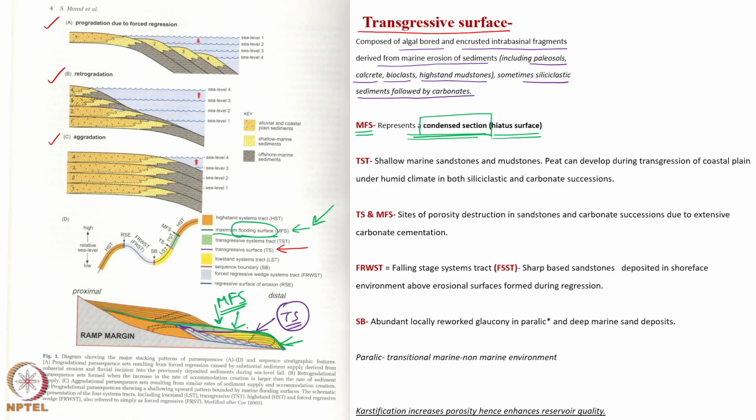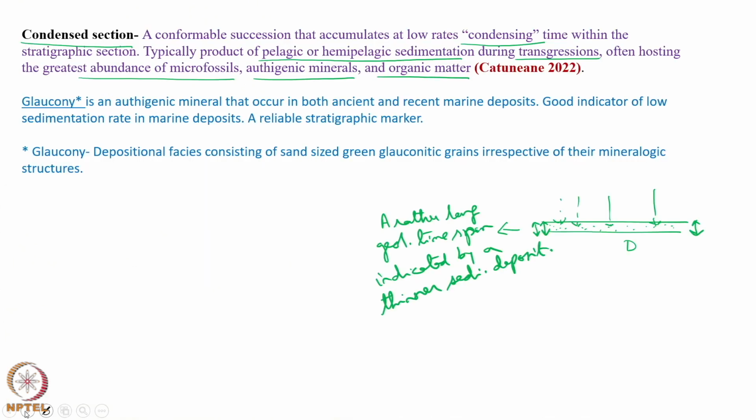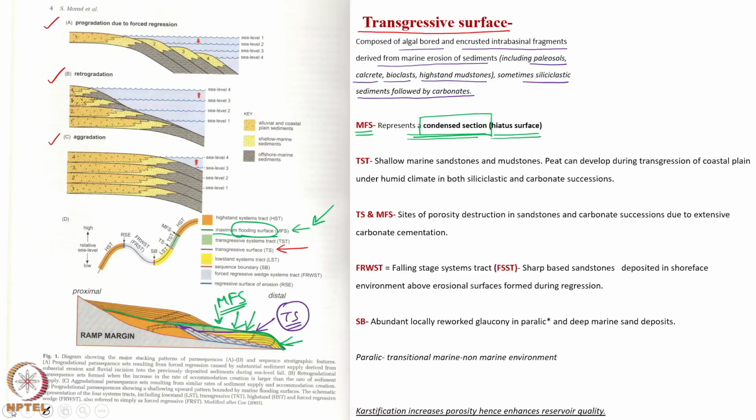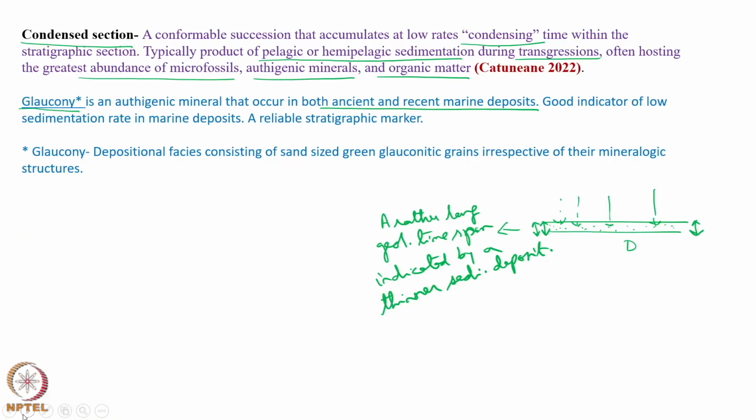There can be a good amount of microfossils found at this horizon. What are the minerals that can be found? We can find glaucony. Glaucony is an authigenic mineral that occurs in both ancient and recent marine deposits. The MFS that I am showing here can be of very old rock or a relatively younger rock, be it very ancient or be it very recent.